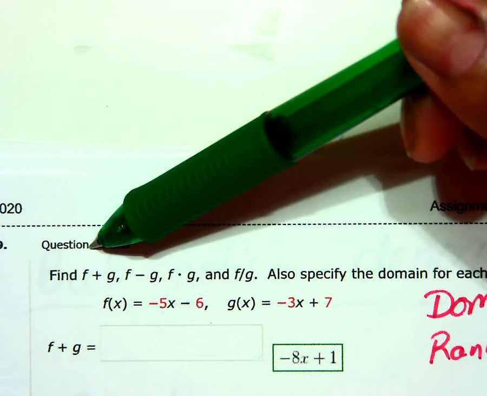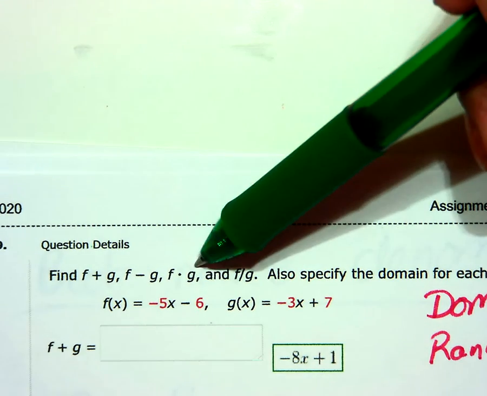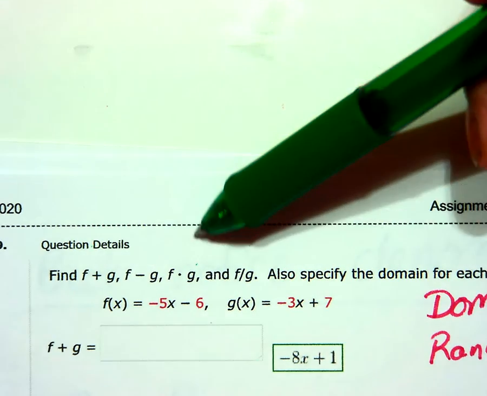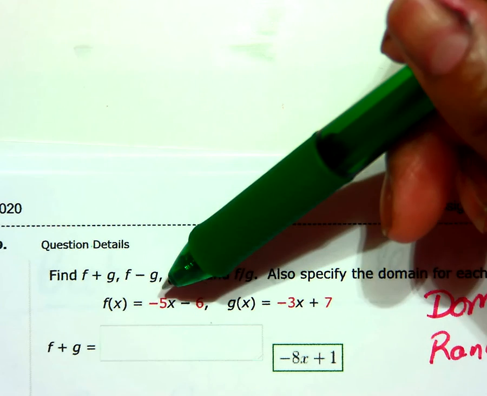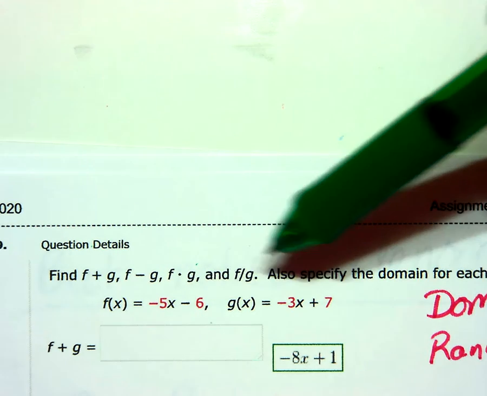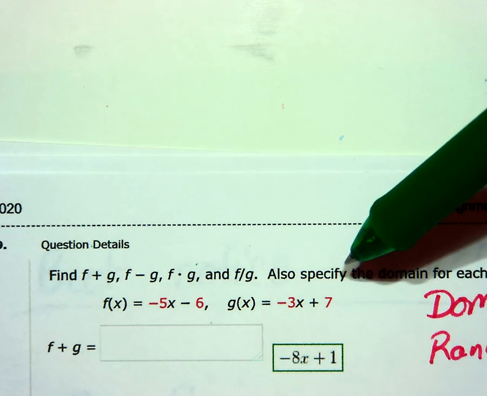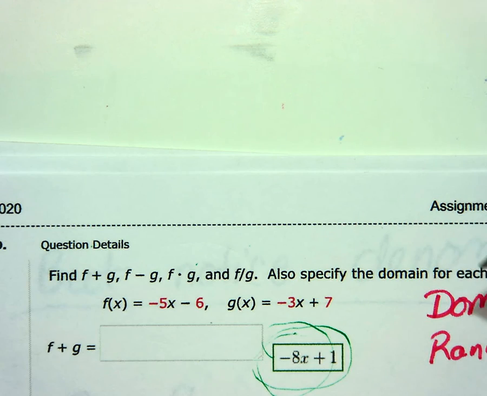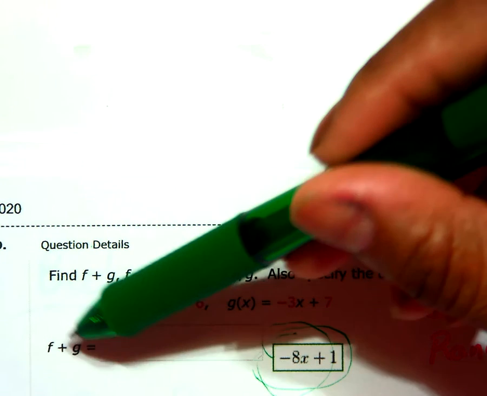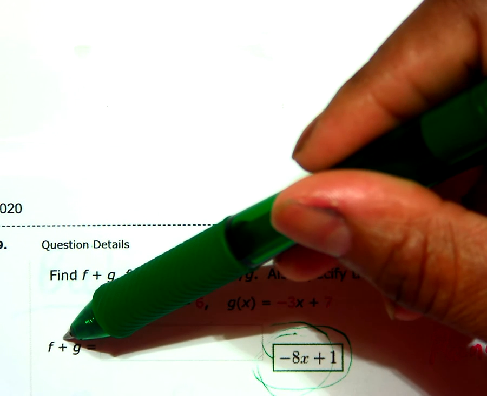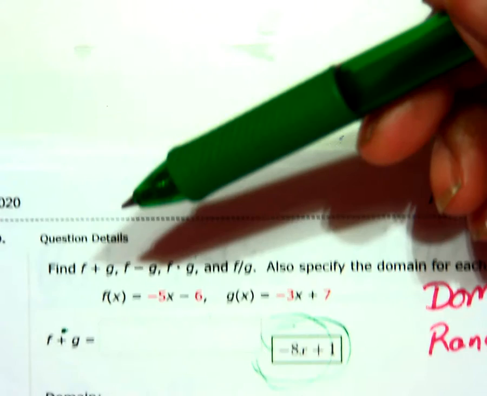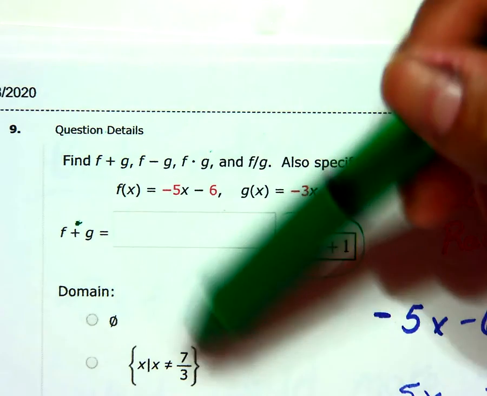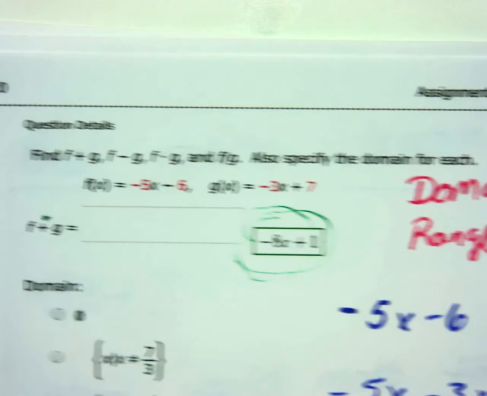It wants you to add, subtract, multiply, then divide all of the f and the g's, where f of x is -5x minus 6 and g of x is -3x plus 7. Notice I've already given you the answer, but there are two parts to it as well. Not only do they want you to know what the sum, the difference, the product, and the quotient are, they also want to know the domain and range. So let me show you what to do.